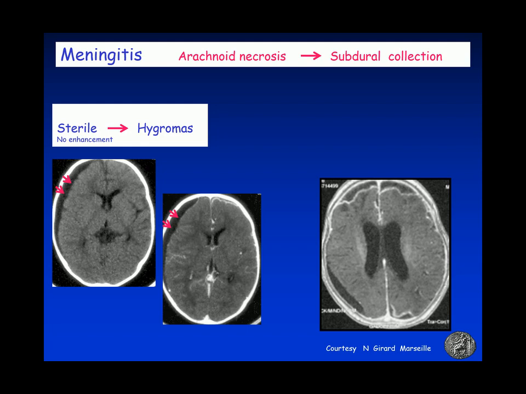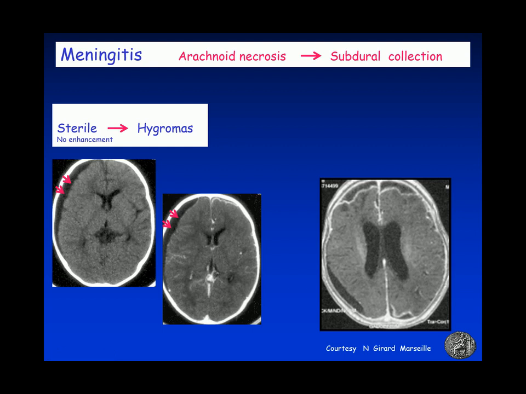So, meningitis, I told you, goes for arachnoid necrosis and subdural collection. Arachnoid necrosis results in subdural collection. And if the collection is sterile, it looks like this. This is a plain CT scan, and this is a CT scan after contrast administration. And you see that there is a subdural collection. You recognize this subdural collection from the form of the collection, and you see that there is no meningeal enhancement here. So you can talk about hygromas.